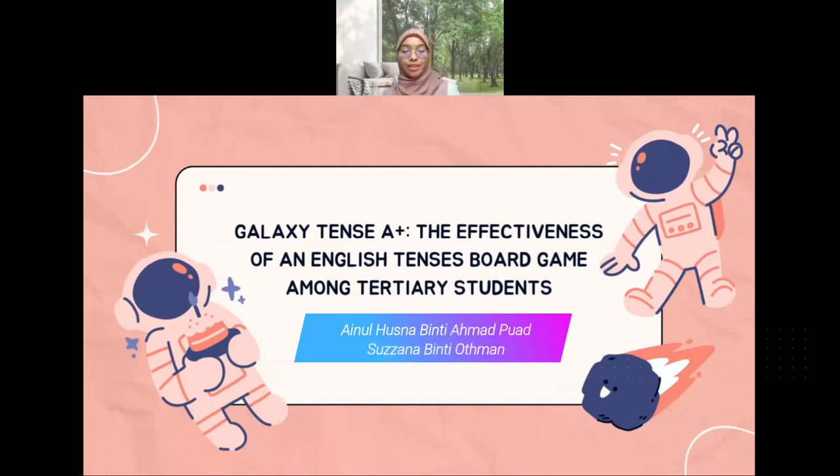Galaxy Tense A Plus: the effectiveness of an English tenses board game among tertiary students.